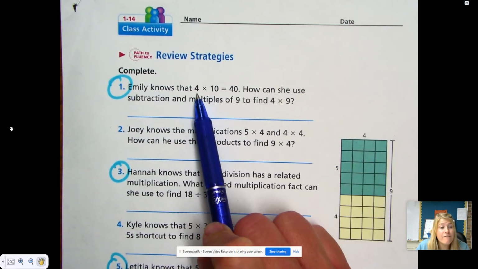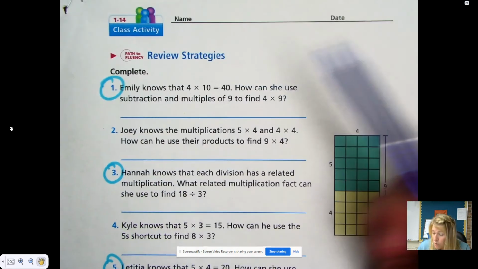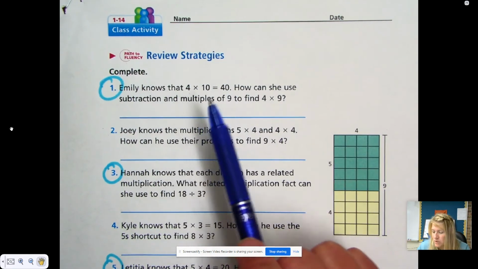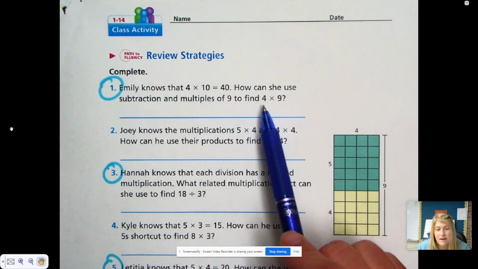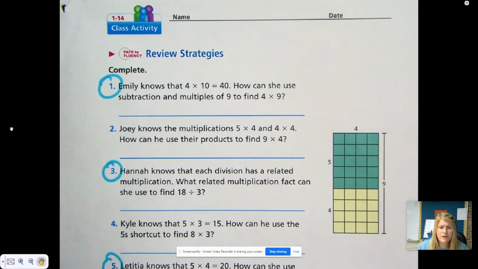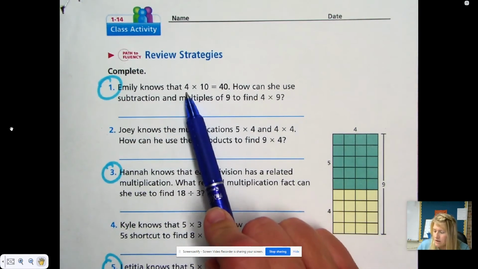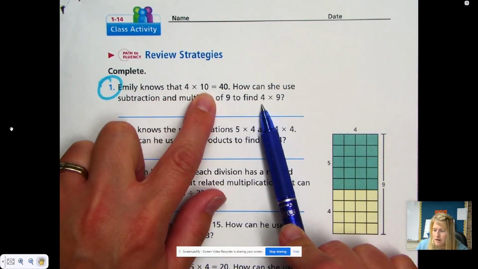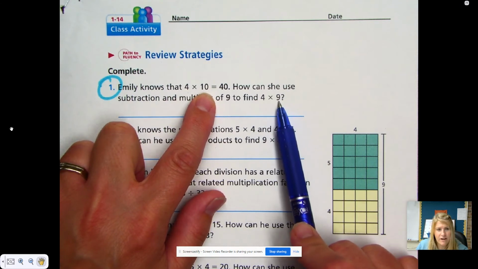Emily knows that 4 times 10 is 40. How can she use subtraction and multiples of 9 to find 4 times 9? Okay. Well, first I'm going to make some observations. When I look here, I see these factors are the same, 4 and 4, but these factors are different. 9 is one less group than 10.